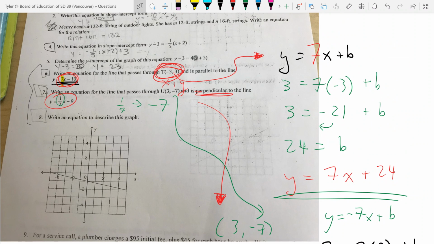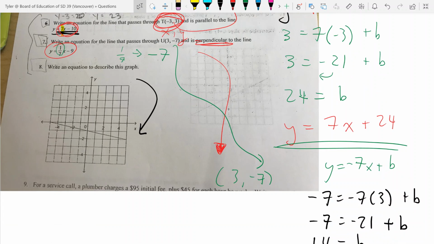The last question, write the equation, describe this graph. Cool. I'm going to do y equals mx plus b. You could do a different form if you wanted, like slope-point or whatever. This one's fine for me. I see my y-intercept right there. It's 1. b is my y-intercept, so I'm going to put a 1 there.